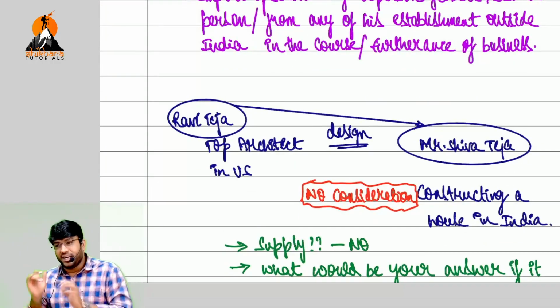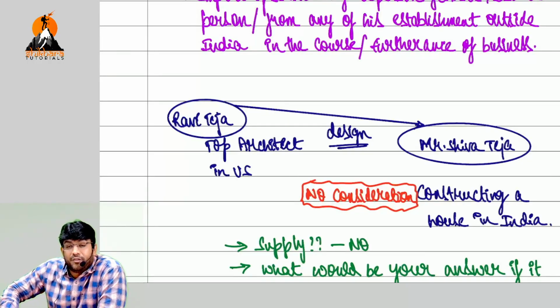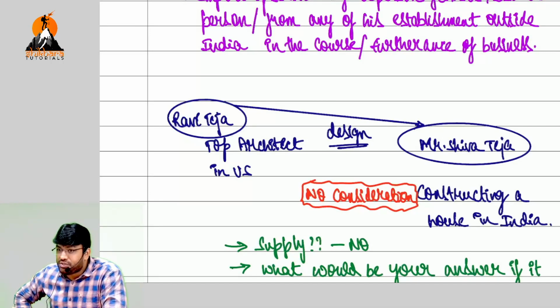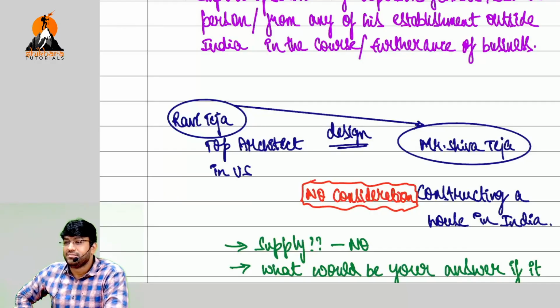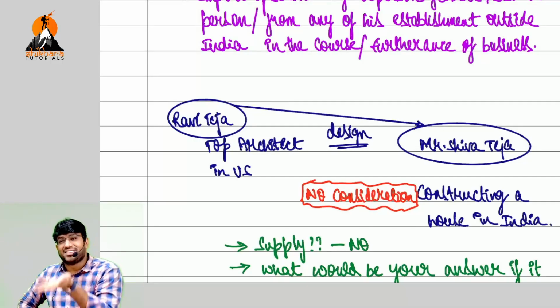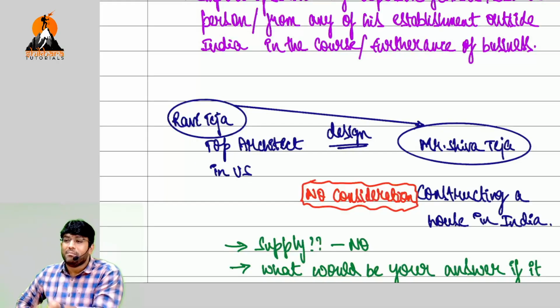Shiva Teja is in India. Mrs. Shiva Teja, my wife, is in the US. She's one top architect. I told her to give a design for the house, which is to be constructed in India. I asked how much I should pay. She said, it's okay, don't pay anything. I did not pay anything, there is no consideration. Tell me, is it supply? Answer is no, because it is not in the course of furtherance of business.